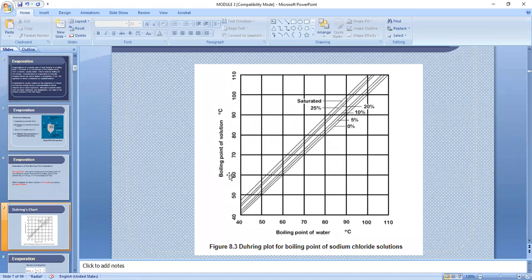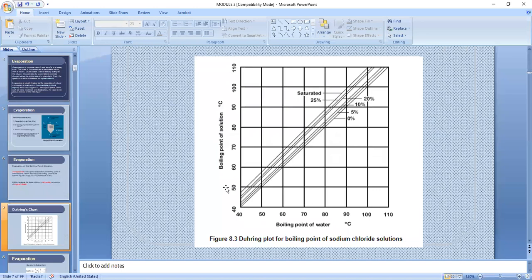If the particular concentration of solids in your feed is not one of the lines or curves drawn in the Duhring's chart, then you can simply approximate it. The system in this particular Duhring chart is for the sodium chloride system. I intentionally placed it here because what you have in your textbook and in the handbook is sodium hydroxide. So this is for the water-sodium chloride system, showing how a certain amount of sodium chloride in the feed will increase the boiling point.